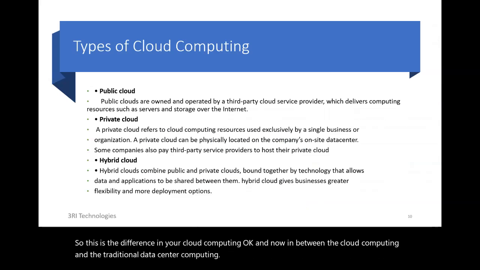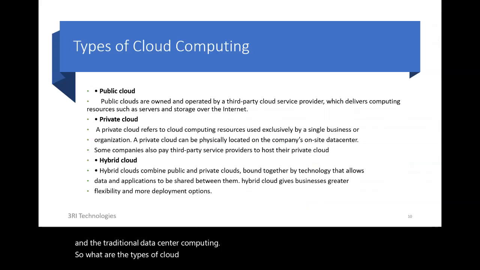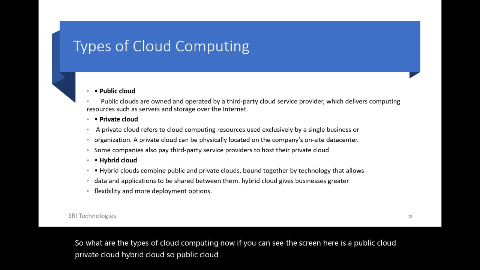So what are the types of cloud computing? Now, if you can see the screen, here is a public cloud, private cloud, hybrid cloud. So public cloud means connected to the internet directly. So anyone can access it with their credentials. That is called the public cloud.